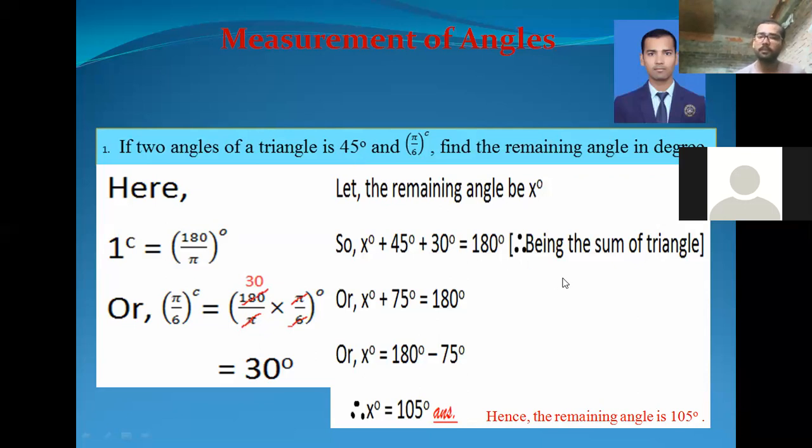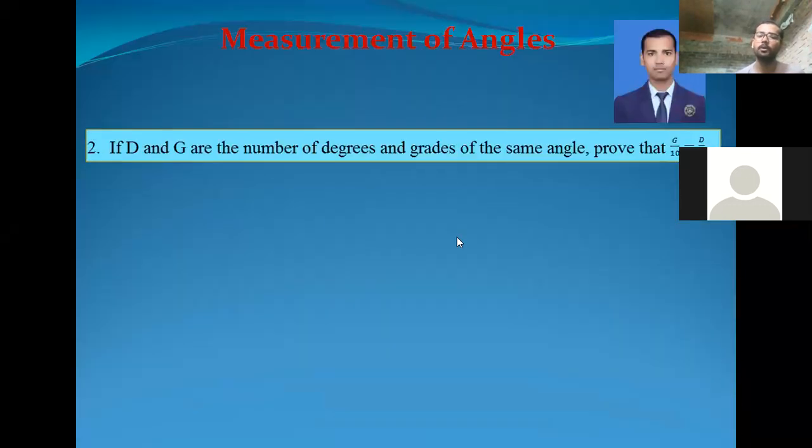Let's talk about the other question. That's the second question. Today we have only two questions to talk about. Here in the second question it is given: if D and G are the number of degrees and grade of the same angle, not a different angle. These are the number of degrees and grade of the same angle.